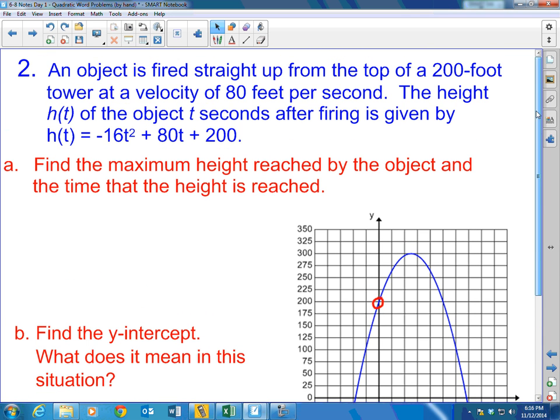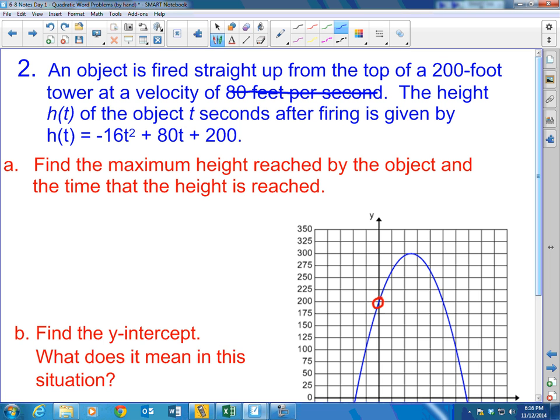Anyway, so I've got my parabola there. Its initial velocity is 80 feet per second, which is already plugged into the equation for you, so you don't need to do anything with that. It's just extra information. The height of the object is given by that equation there. Okay, so here we go. Find the maximum height reached by the object and the time that it is reached at.